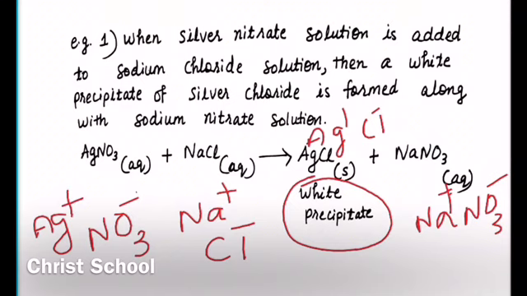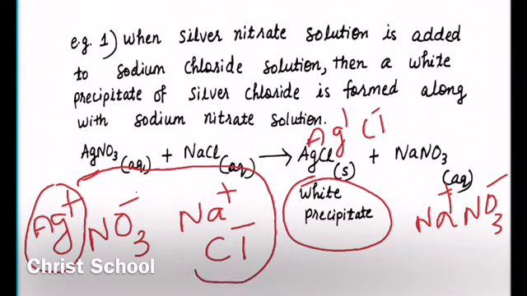Then what is the displacement? The cation of the first reactant will combine with the anion of the second. That is, they are exchanging their cations and anions. The cation of the first will combine with the anion of the second. Which is the cation of the first one? Silver cation. And which is the anion of the second one? Chloride.